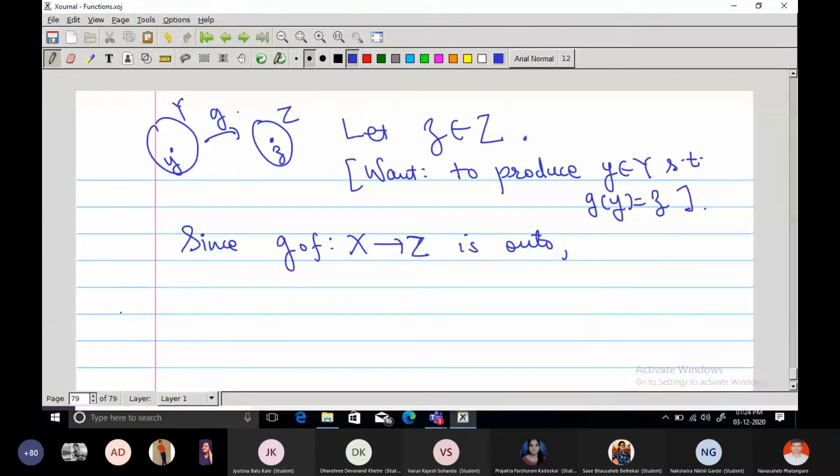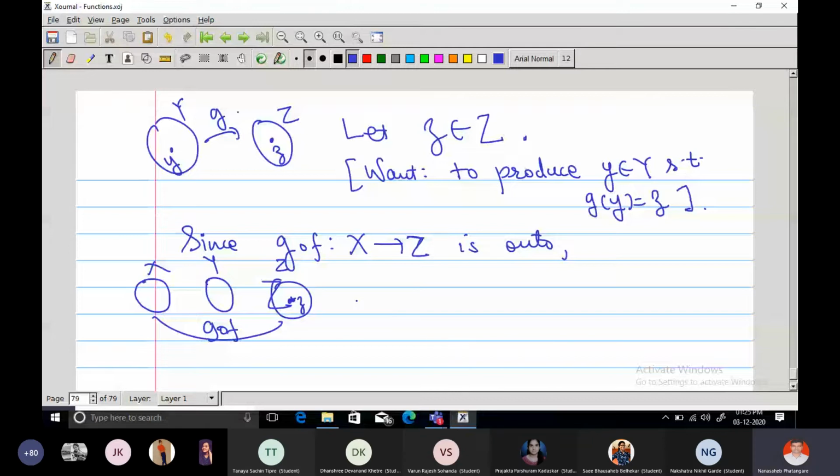Do you understand? x, y, z, and G composite F. So G composite F is onto, and I have selected an element from the codomain of G composite F. What should be my next sentence? G of f of x equals x. What is x?